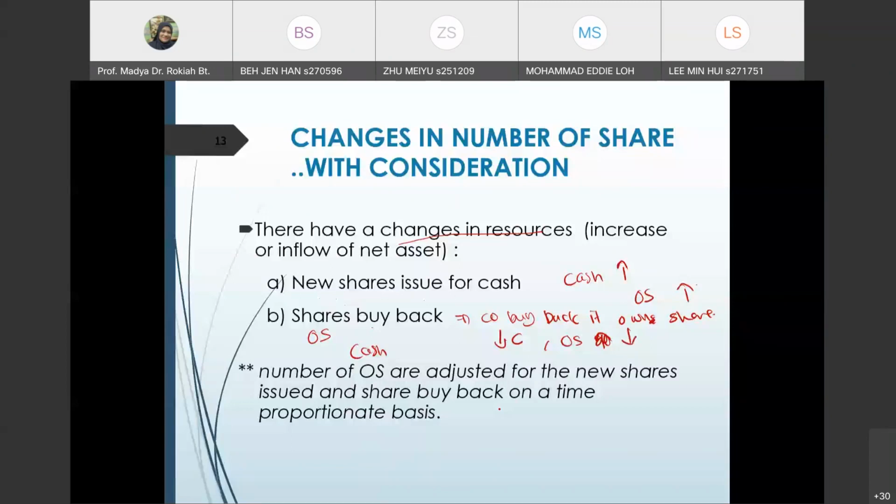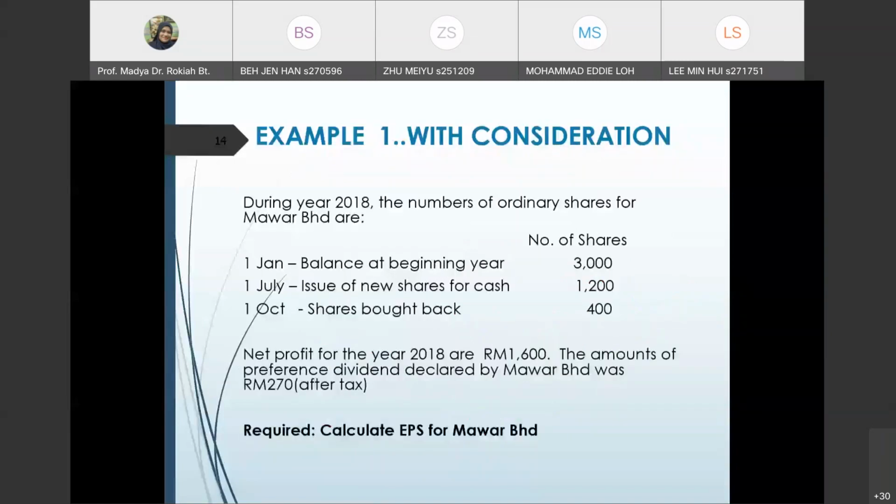Okay, so we try to look at an example here with consideration. With consideration, remember that there is cash involved here, or inflow and outflow of net asset. So during the year 2018, the number of ordinary shares on the 1st of January, the beginning balance, is 3,000 shares. And then the new issue for cash here: debit cash, credit ordinary shares. So we're going to increase the number of shares by another 1,200. But you need to be careful with the date because you are using the proportionate basis here.